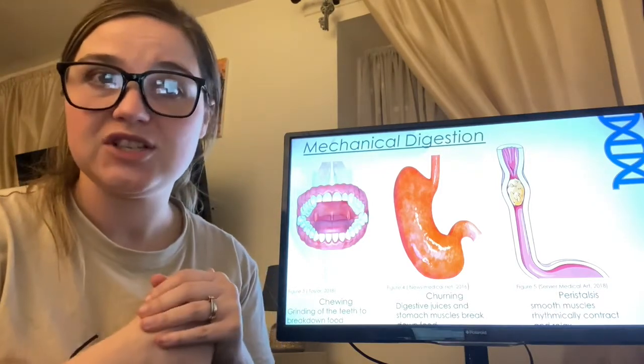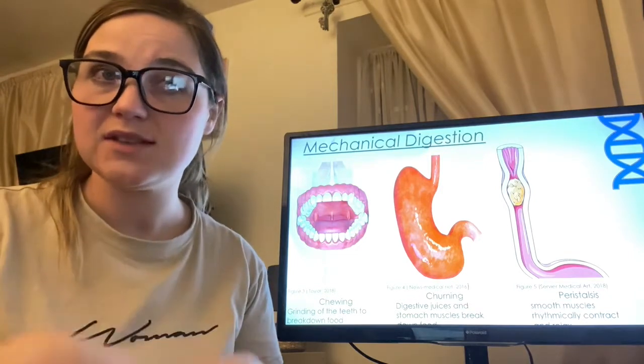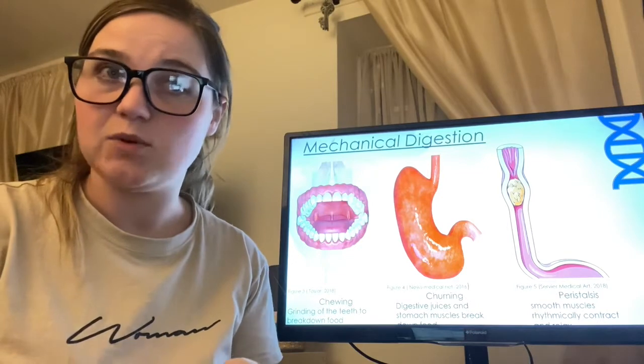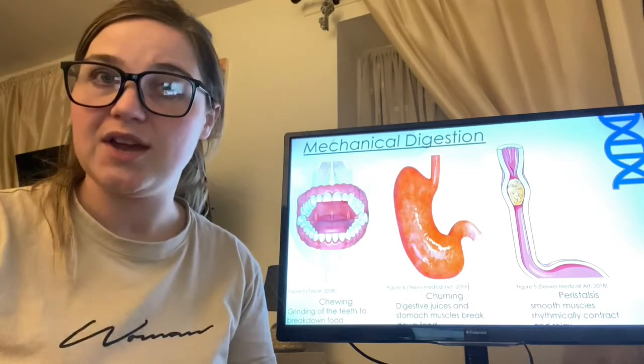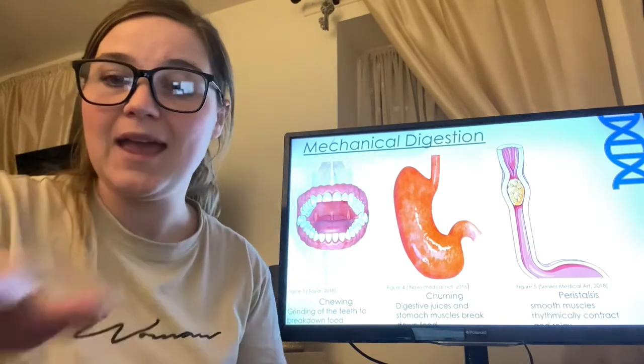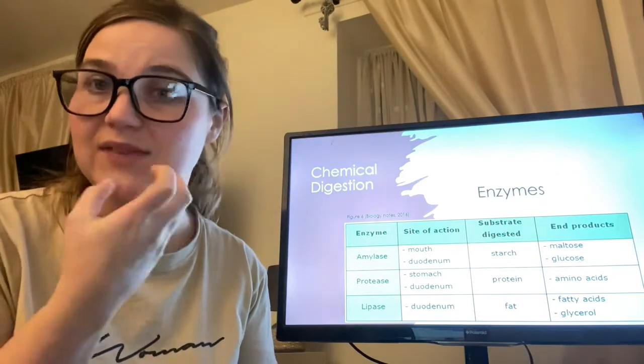So mechanical digestion is a method carried out in the mouth through chewing and the churning of the stomach. The food will sit in the stomach, where it's turned into a paste called chyme. This will then enter the first section of the small intestine, the duodenum. Absorption occurs and peristalsis again occurs, where the muscles contract and relax. And chemical digestion is also carried out in the mouth, but the food is broken down through the release of enzymes in our saliva.